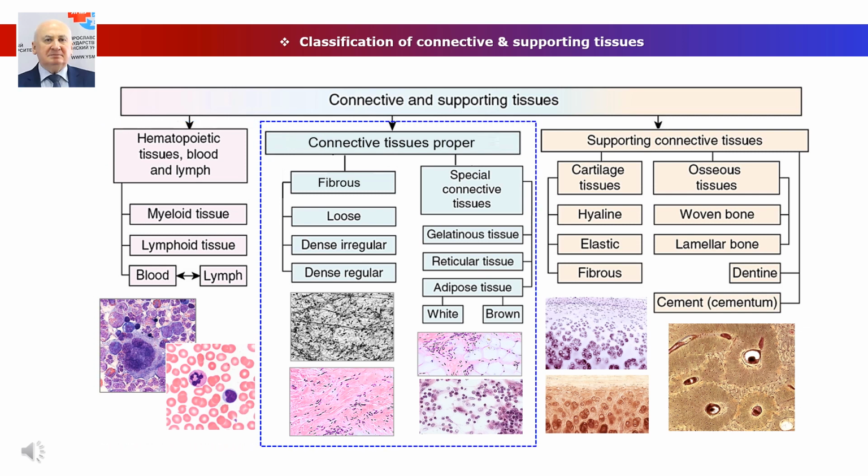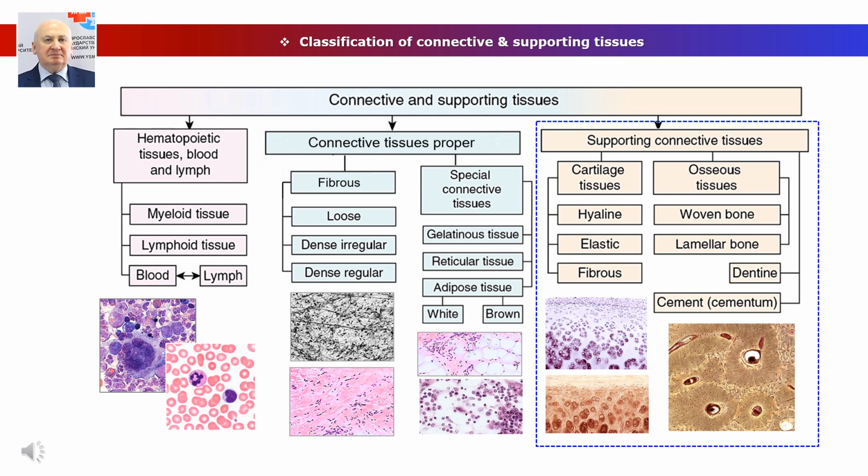Connective tissues proper are the most widely represented in the organism, varying in the ratio of the basic amorphous substance and fibers, as well as the orientation of fibers in the intercellular substance. In this group, fibrous connective tissues and connective tissues with special properties are distinguished.